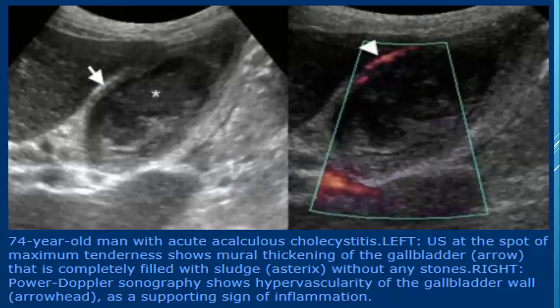74 years old man with acute acalculous cholecystitis. Left here, ultrasound at the spot of maximum tenderness showing a mural thickening of the gallbladder that's completely filled with sludge without any stone. Right here, power Doppler sonography shows hypervascularity of gallbladder wall as supporting sign of inflammation. هاي هي gallbladder filled with sludge، عندنا thickness بس ما نشوف أي stone، يعني بس مجرد inflamed. وهذا البايل سلج مال starvation. سوينا على باول دوبلر لقينا كوفة هايبريميك وول اللي هي من الاديماتس.